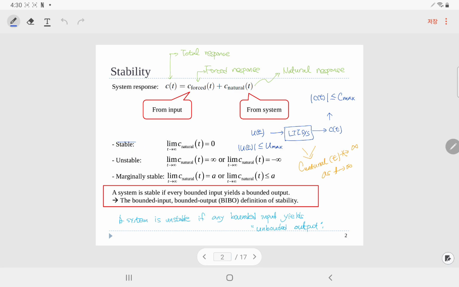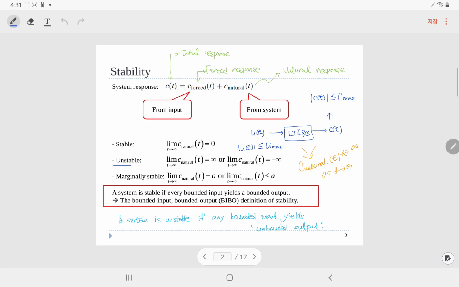어떤 시스템이 스테이블하다는 얘기는 내추럴 리스판스가 제로로 컨버전스, 수렴한다는 얘기예요. 타임 t를 인피니티로 보냈을 때, 시간이 많이 흘렀을 때 내추럴 리스판스가 사라진다는 얘기예요. 만약 그렇다면 시스템의 토탈 리스판스는 포스드 리스판스, 외부 입력에 의한 리스판스만 남게 되는 거죠. 그렇게 됐을 때는 시스템을 우리는 스테이블하다라고 얘기를 하죠.